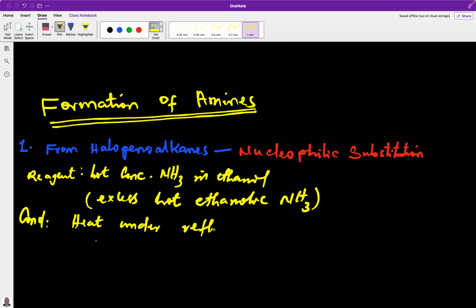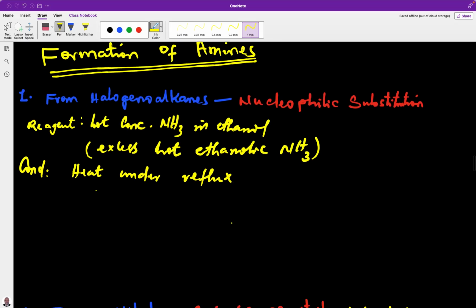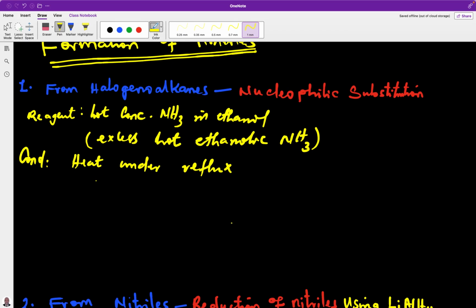That is usually the condition that is used here. Heat under reflux. So now, when you heat under reflux, there is that substitution. For instance, this is an example. I have a halogenoalkane, which is bromoethane, CH3CH2Br, plus excess hot ethanolic ammonia, hot excess ammonia, and that will substitute this one.